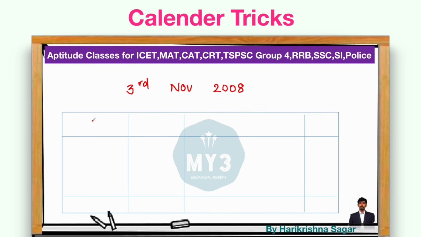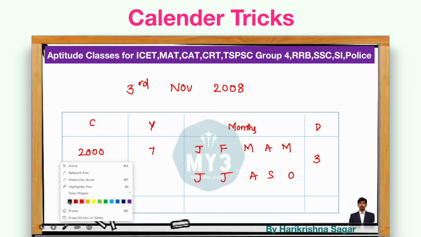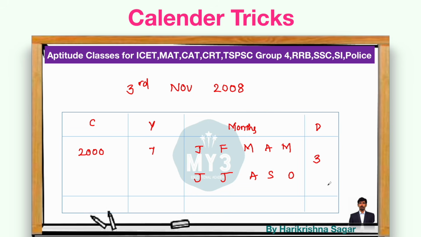What I am doing is taking the completed centuries. 2000 is a century completely over. Then take the completed years: 2008 means we have completed 7 years. Then take the completed months. How many months are completely over? January, February, March, April, May, June, July, August, September, October are completely over. Now you are in the month of November, that too the 3rd. So this is the day scale you have to take, and once you take this day scale, finding the odd days will be easy.